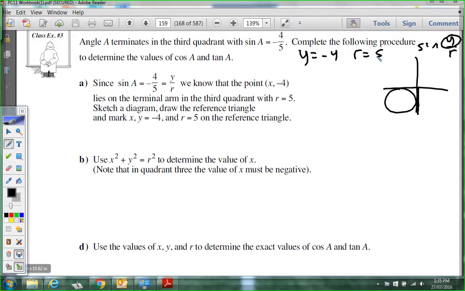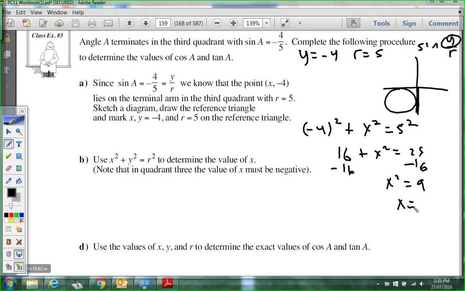Okay, so then since sine A is negative 4 over 5, which equals y over r, we know that the point is x, negative 4. So we need to figure out what is x. So we're going to be doing Pythagorean theorem, but backwards. So we have negative 4 squared plus x squared equals 5 squared. 16 plus x squared equals 25. Minus 16. We get x is 3. And it's going to be a negative 3 because we're in the third quadrant.